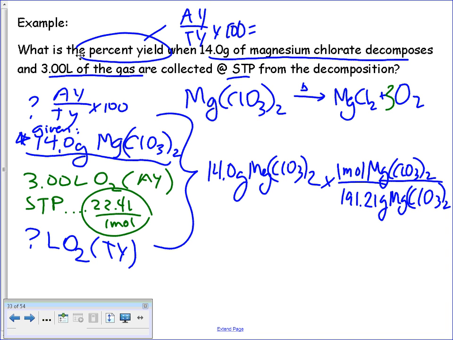Okay, so now we've got moles of magnesium chlorate. Well, that's still not oxygen gas, right? We have to get to oxygen gas to compare. So how do I get there? Anybody? Ratio, thank you. So I have a 1 to 3, so what's going on top?